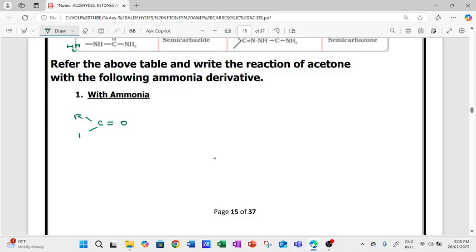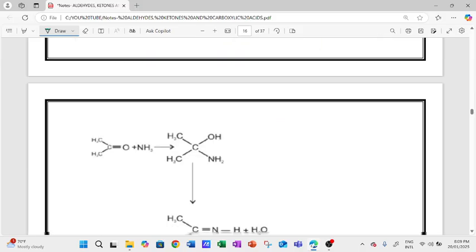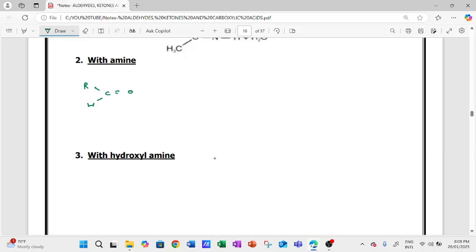If it is an aldehyde, R C double bond O H. That is an aldehyde. If it is ammonia, NH2H. Then, as I told you, water is eliminated and we get R CH double bond NH. That is imine. So quickly I will be writing the remaining reactions. R C double bond O H can be for an aldehyde or a ketone.